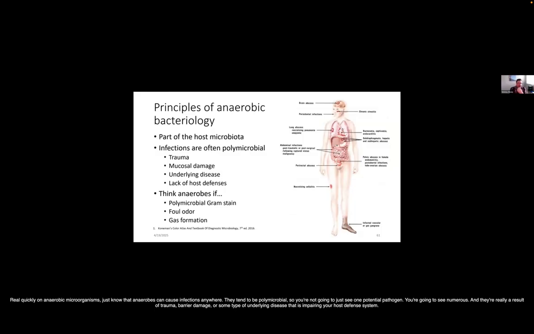Real quickly on anaerobic microorganisms, just know that anaerobes can cause infections anywhere. They tend to be polymicrobial, so you're not going to just see one potential pathogen, you're going to see numerous, and they're really a result of trauma, barrier damage, or some type of underlying disease that is impairing your host defense system. And you should really think anaerobes may be present in an infection if you have a polymicrobial gram stain, or clinically if the clinicians or patient reports foul odor, or you detected gas formation in soft tissue.